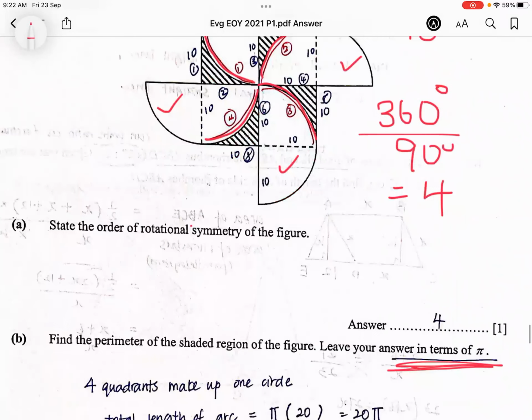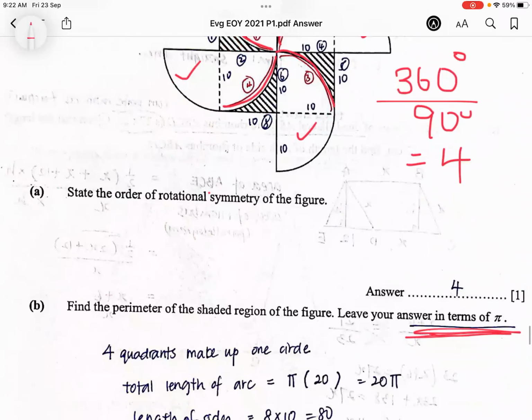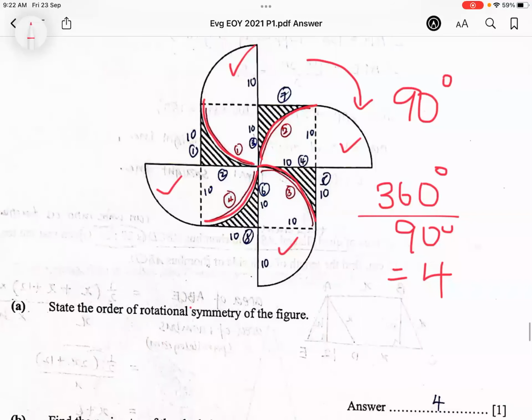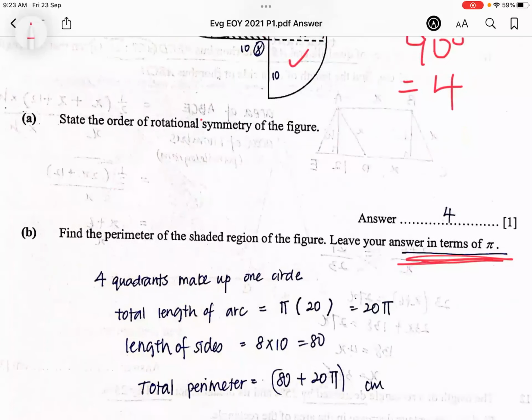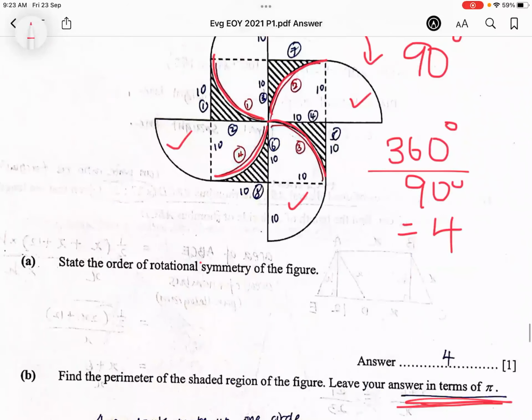Okay, so 1 full circle. Wait, what's the radius? They say radius is 10 cm. So radius is 10 cm. 1 full circle, pi d. So 20 pi. Then what are the sides? Where are the sides?